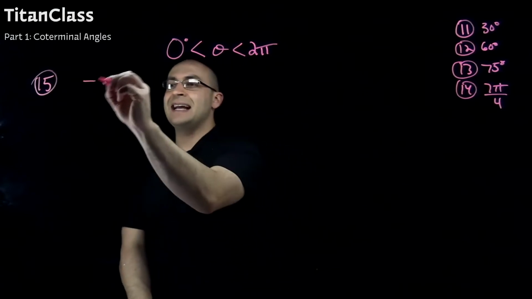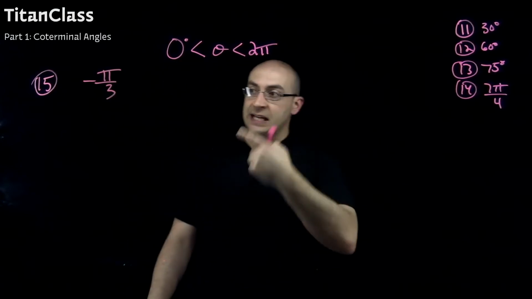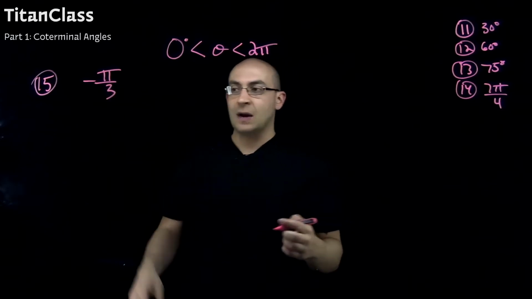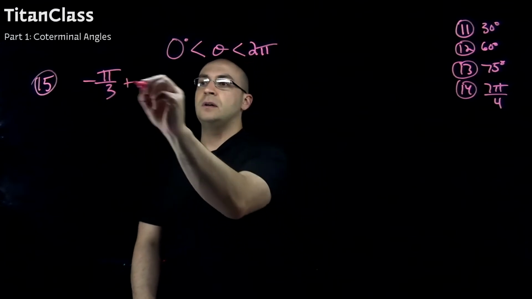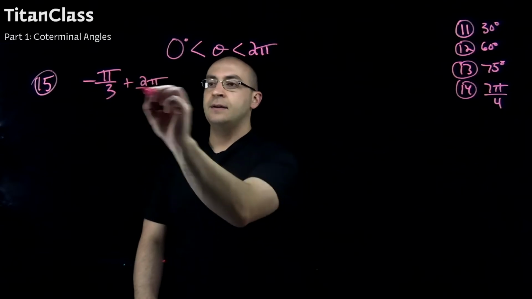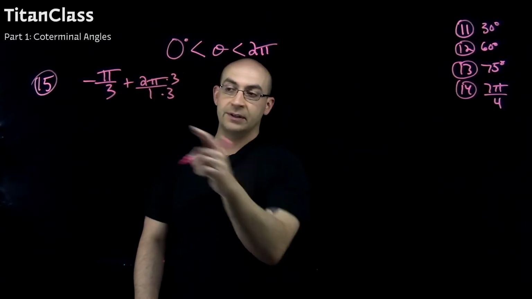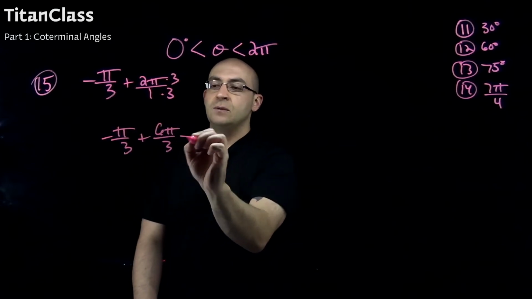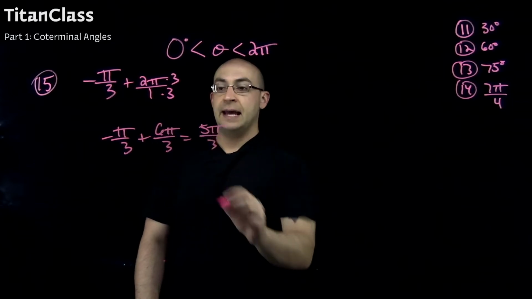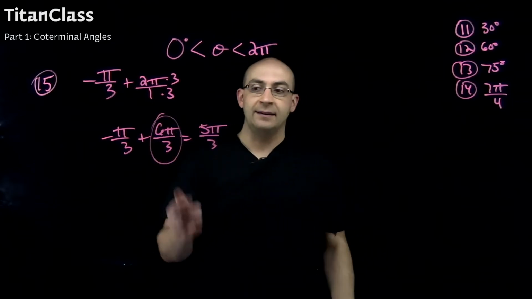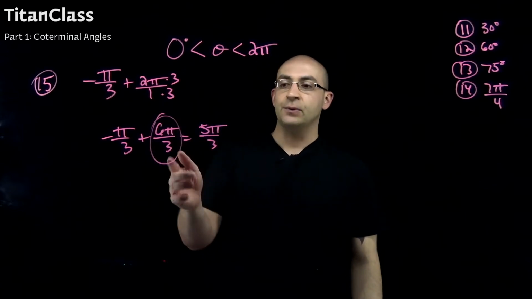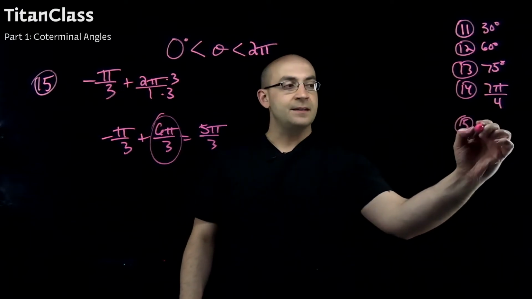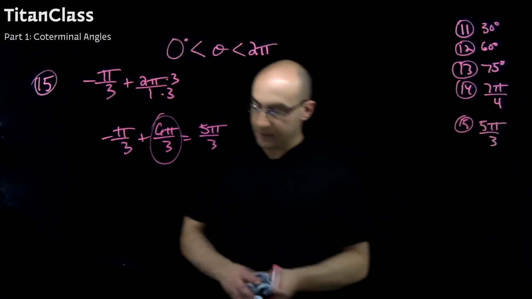Okay, 15 is negative pi over 3. Negative angle. This is not a very large degree measurement or a large radian measurement, so I should be able to get away with just one addition of my 2 pi. So I'm going to add 2 pi, same deal as everything we've done before. I have to convert it so it's in terms of the denominator. This is negative pi over 3 plus 6 pi over 3, which is going to give me 5 pi over 3. And again, 6 pi over 3 is 2 pi. It's just written in a different format. It's the same value. And 5 pi is less than 6 pi, right? So I know I'm right. So number 15 is 5 pi over 3, okay?